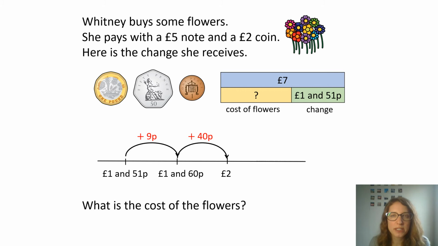How much more do I need to add? Good, if you said £5, well done. So that takes me to 7. Then add up those three amounts, and that will tell you the cost of the flowers. So we've got £5, 40 and 9. So £5.49. Okay, well done if you worked it out. If you did it using subtraction, absolutely fine, as long as you got to the same answer.